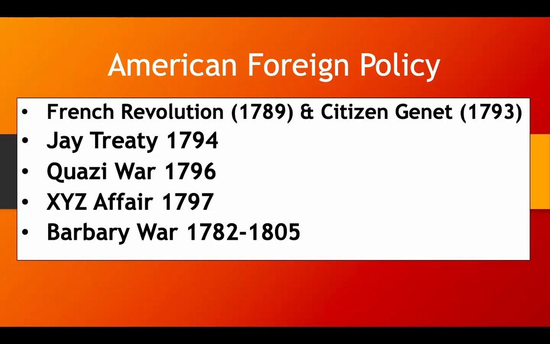Now, here are some of the things going on that will affect U.S. foreign policy. One of these is the French Revolution. Then there's the Jay Treaty, which was America's first major treaty with England after the Revolutionary War. There's the Quasi-War, which just means an undeclared war between America and France, of all countries.